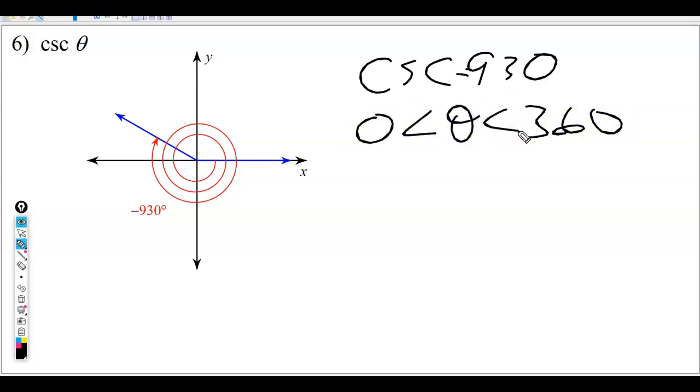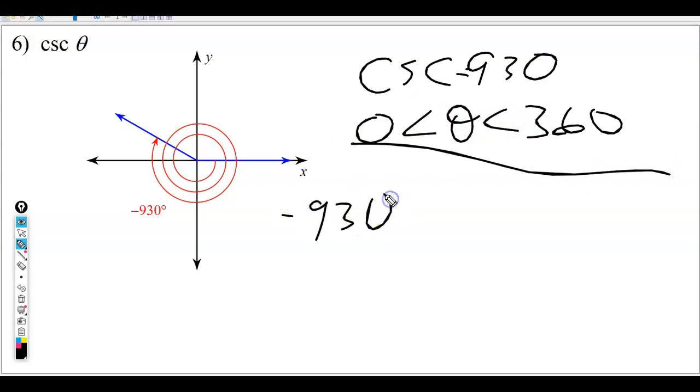We want our angle to be between 0 and 360. So now, negative 930, is that too big or is that too small? Well, it's too small. We want it to be between 0 and 360, and this is a really negative number. So what I'm going to do is add 360 to this continually. Matter of fact, I'm just going to use my calculator here to save myself a little bit of time.